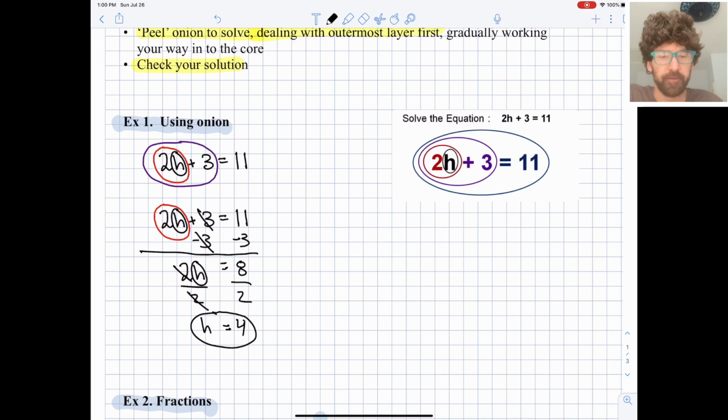So it looks like we've solved it. We're going to do a quick mental check to make sure. Is 2 times 4 plus 3 equal to 11? 2 times 4 is 8 plus 3. Yes, it checks out. Okay, so at least do a mental check. Your teacher might want you to do a formal written check as well. So that's the onion method right there. We build the onion and then we peel it away, and as we peel away the layers, it tells us which operations to undo first.